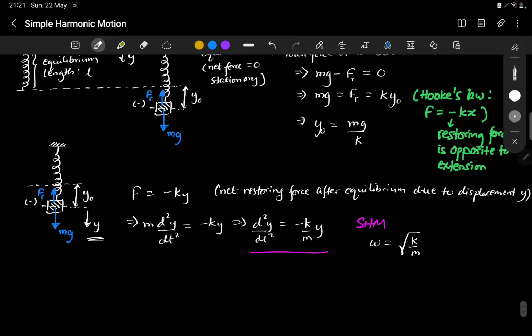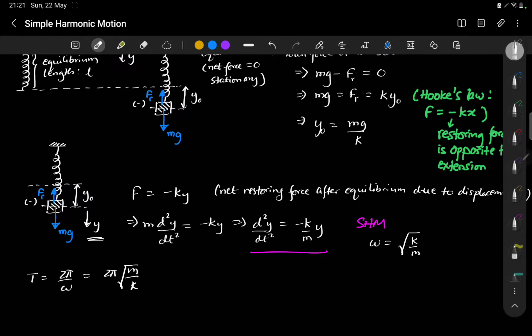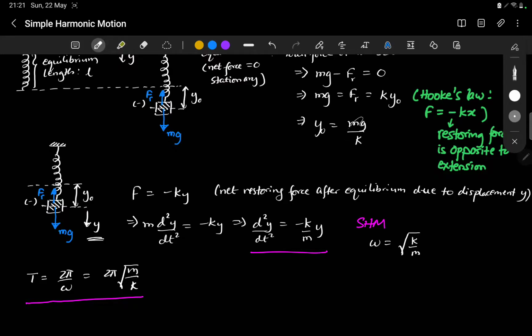And now since we have found omega, we know that time period by definition is 2 pi over omega, which gives us 2 pi square root m over k. So this is the solution to the problem. We have found out the time period. Now from this equation out here, we know that m by k is nothing but y naught by g. So we can rewrite it in another form as follows from this equilibrium equation out here.